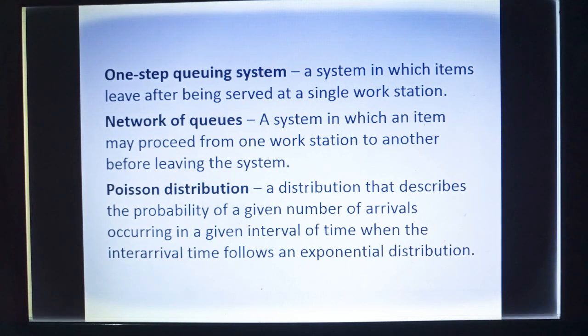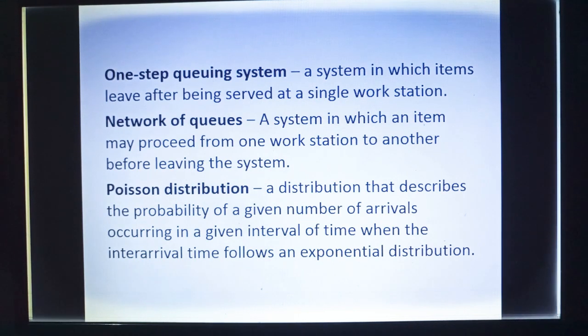Network of queues: a system in which an item is processed from one workstation to another before leaving the system. One of the examples for this network of queues is when you apply for a license at the LTO. You will proceed to the medical section, make some consultation with the doctor, and after that you will form another line for another processing.